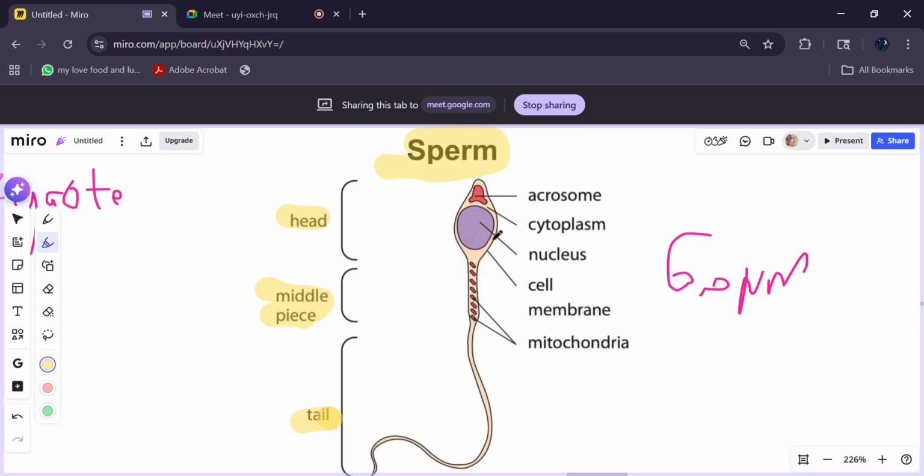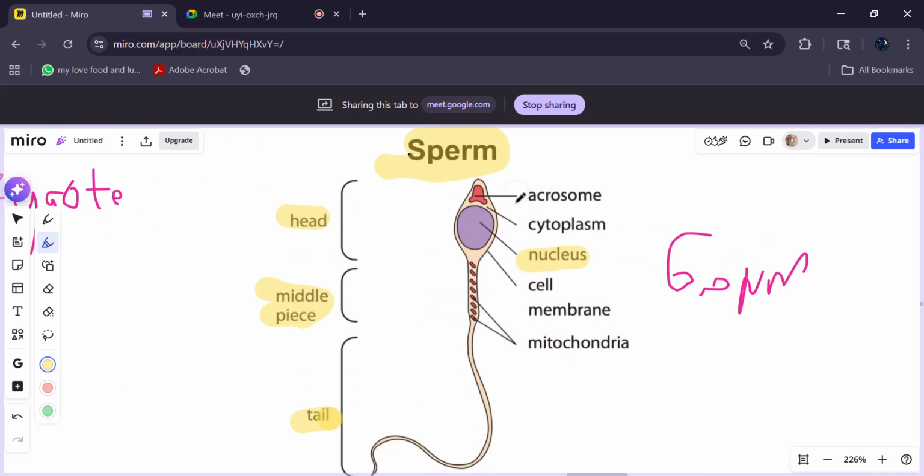It contains the large, very large nucleus with a small amount of cytoplasm. The nucleus carries the haploid set of chromosomes, and an acrosome is also present. This acrosome is a vesicle containing enzymes. These enzymes break down part of the egg's membranes.